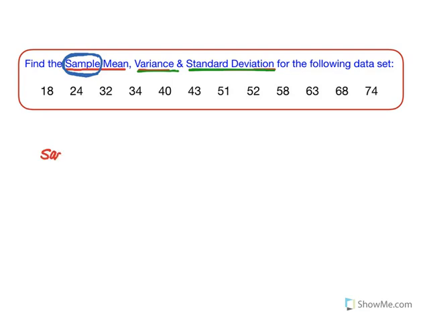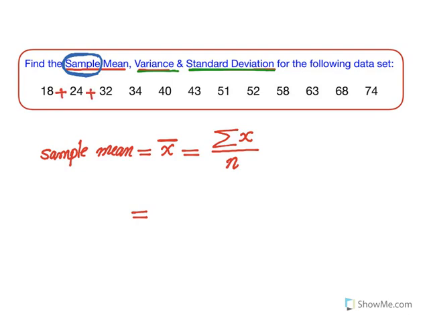But for the sample mean, we just use a different notation for it. The sample mean, we call it x bar. And this is equal to the sum of all the data x over the total number of data n. In this case, you will be adding these numbers in the data set, add everything, and divide by the total number of data.